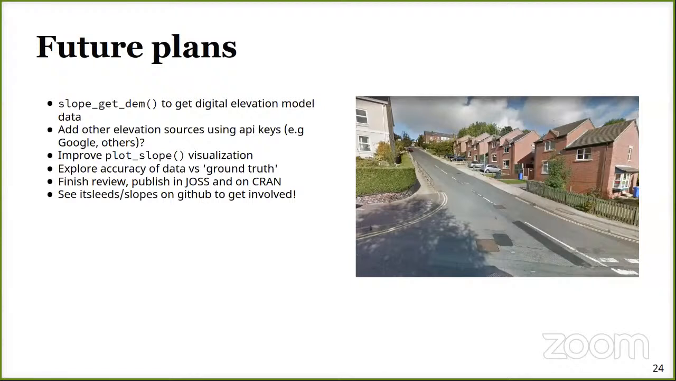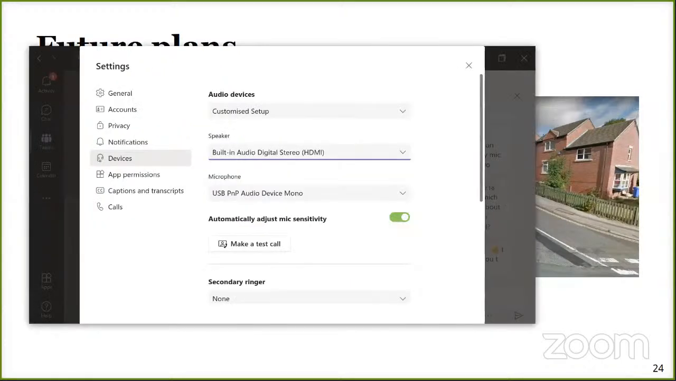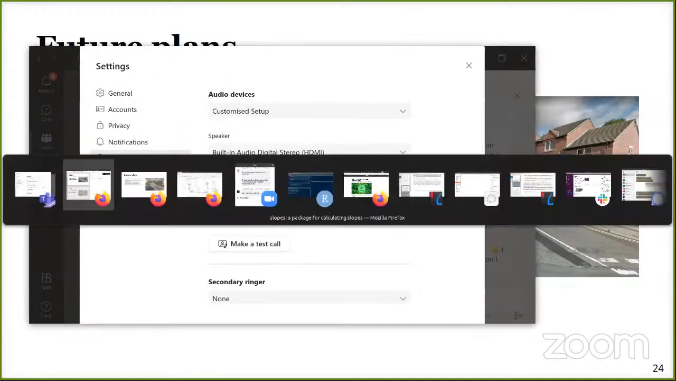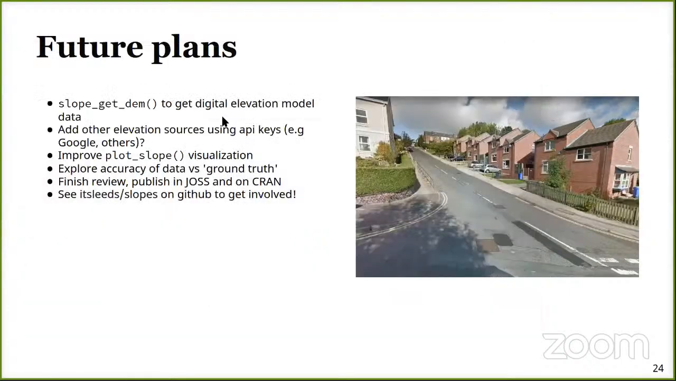And then more in the research area, to explore the accuracy that these results give us against the ground truth, to compare them, to make some benchmark with other available software that also gives us slope results. This is already submitted to peer review in rOpenSci. Thank you, Robin. So we just need to finish the review and then try to publish in the Journal of Open Source Software, and of course on CRAN.